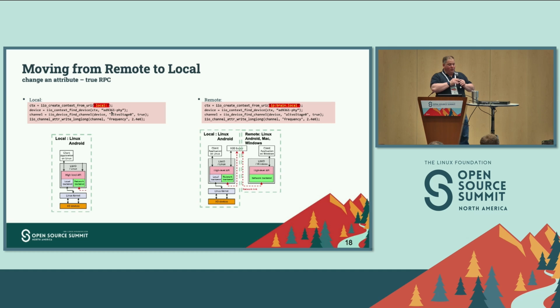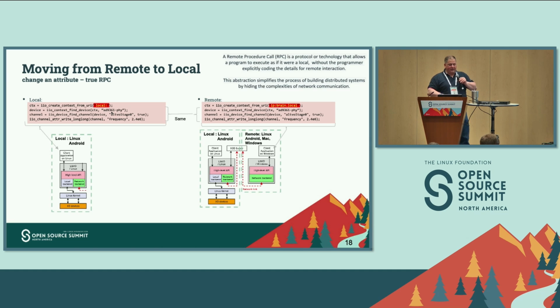So again, moving from remote to local is just a one-line change. Whether it's a device or channel attribute, it is a true RPC. So all the calls about the devices and channels and the data are the same. Where it runs is different. Here we're running on the device itself, on our embedded target, and here we're running on our Windows machine, our Mac, or our Linux development host. But it's that RPC type of mechanism that makes that possible.